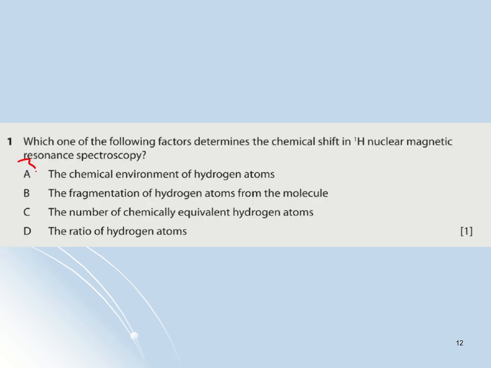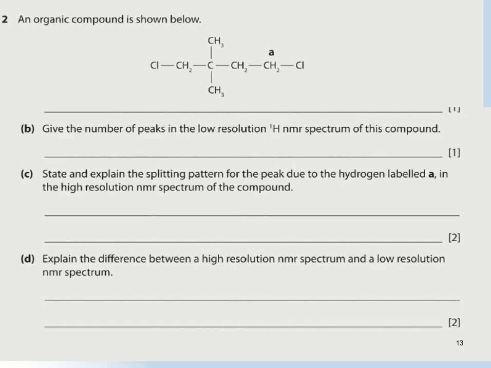Well, very simply, it's A. It's the chemical environment of the hydrogen atoms, and basically how close or how far away they are from electronegative atoms, and how shielded or de-shielded they are.